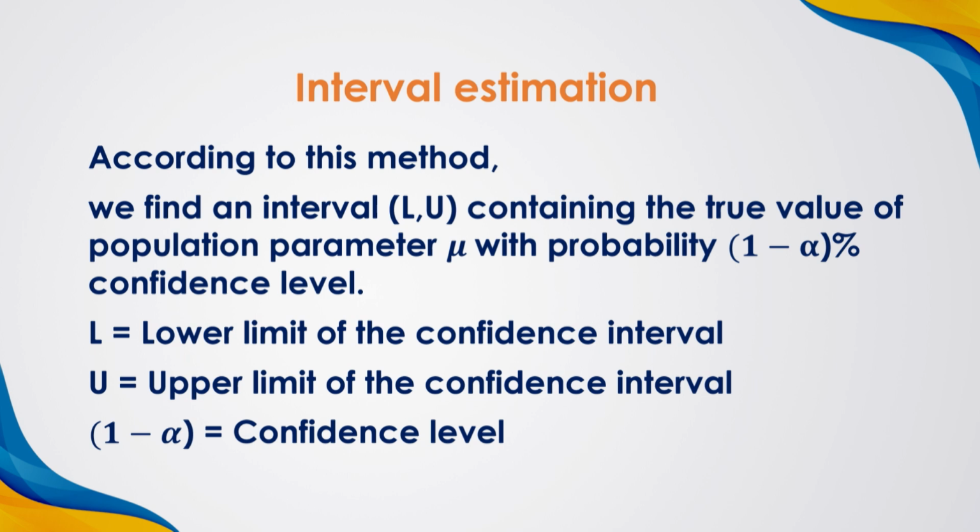According to this method, we find an interval (L, U) containing the true value of the population parameter mu with probability 1 minus alpha, that is, percentage confidence level, where L stands for the lower limit of the confidence interval, U stands for the upper limit of the confidence interval, and 1 minus alpha is the confidence level.